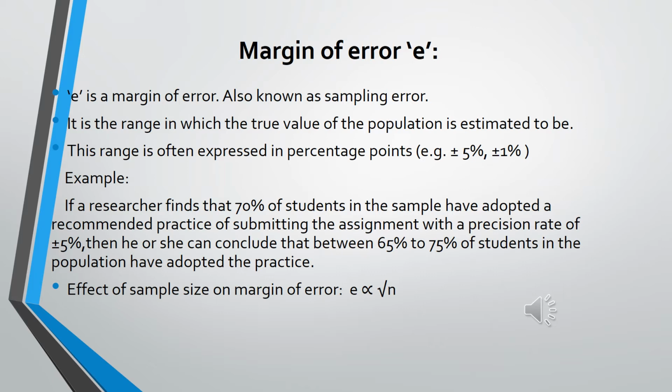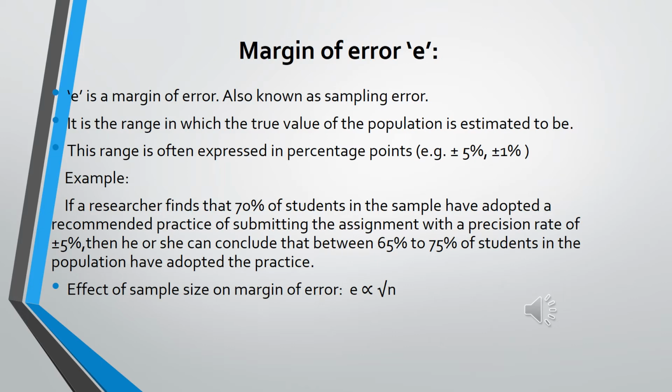So it is the range in which the true value of the population is estimated to be. And this range is often expressed in percentage points, that is plus minus 5% or plus minus 1%. 5% means that there is a 5% chance of committing an error, or you can say that there is a 5% chance that our estimate will not capture the population mean, and 1% means that there would be a 1% chance that our estimate will not capture the population parameter or the population mean.